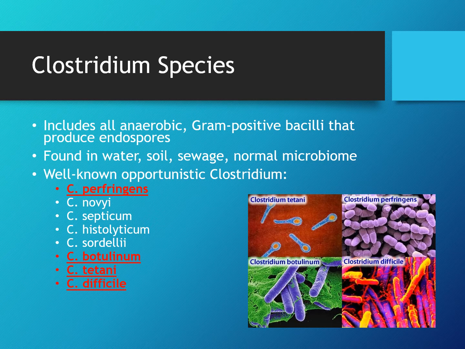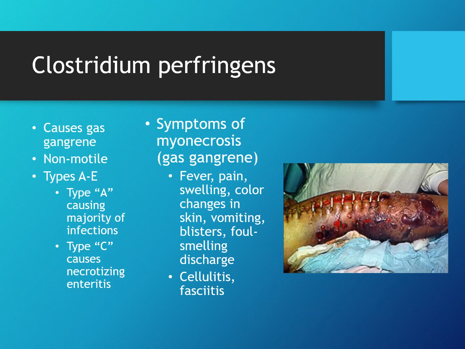There are C. perfringens, C. novyi, C. septicum, C. histolyticum, C. sordellii, C. botulinum, C. tetani, and C. difficile. You've probably heard of a couple of those, if not more. As we've discussed previously, Clostridium perfringens is responsible for causing gas gangrene, and this is a severe and life-threatening type of infection.